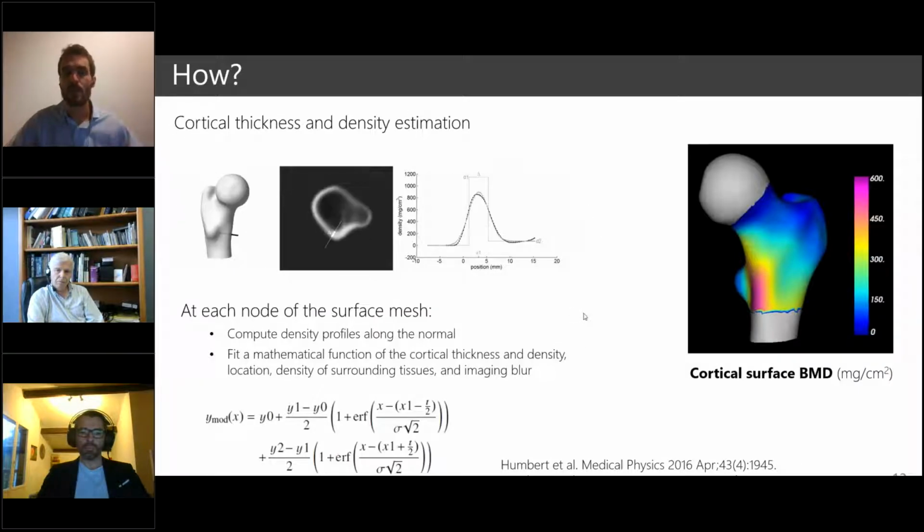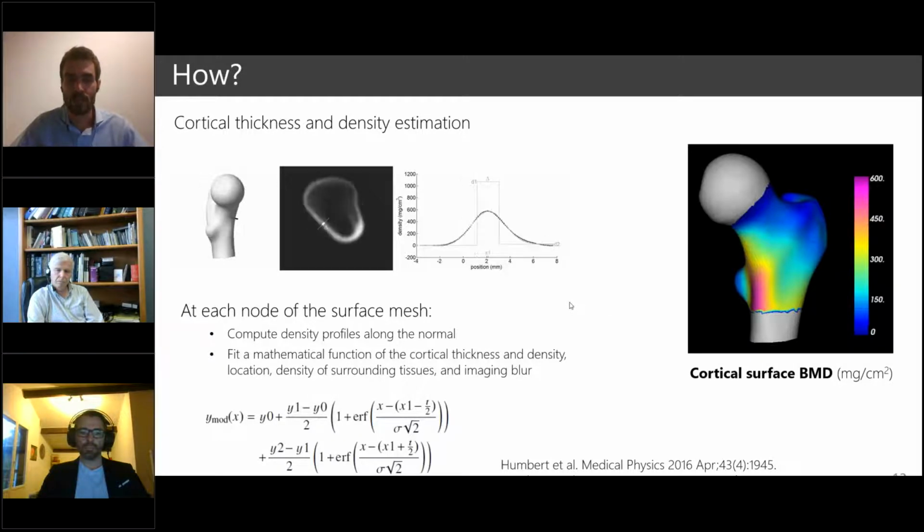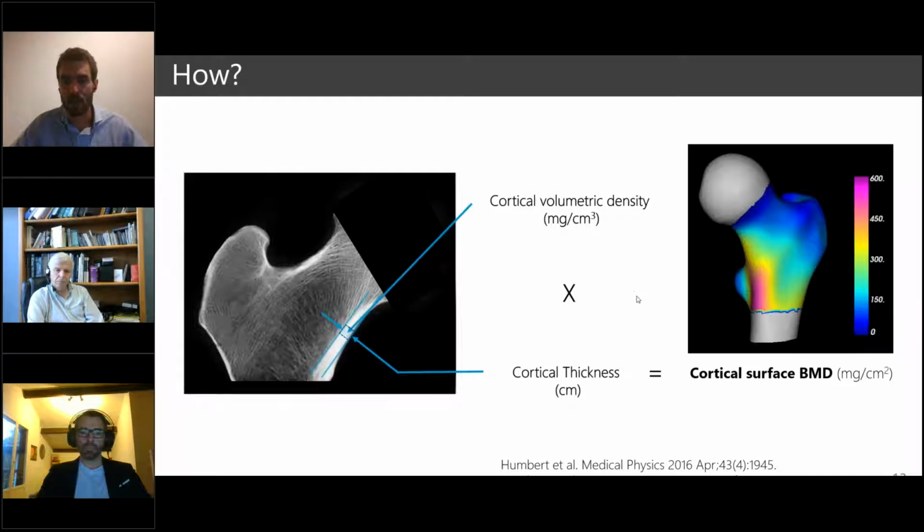Then, in a second step, we will segment the cortex and measure the cortical thickness and density. And we will measure the cortical surface BMD, which is actually the multiplication of the cortical density and the cortical thickness. These measurements provide an estimate of the strength of the cortical bone.